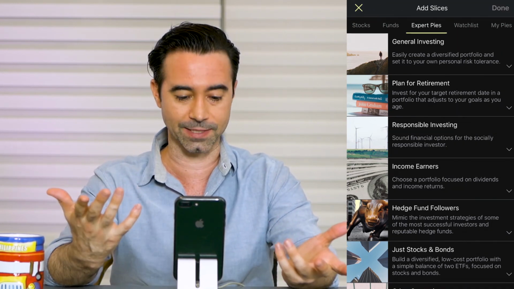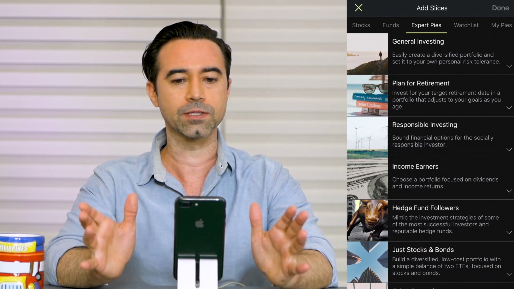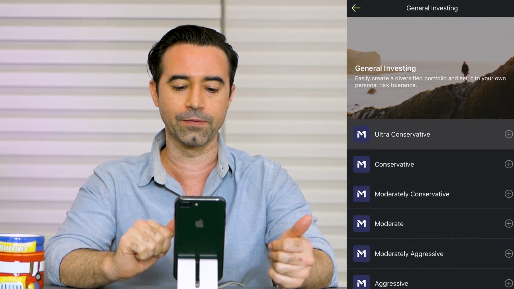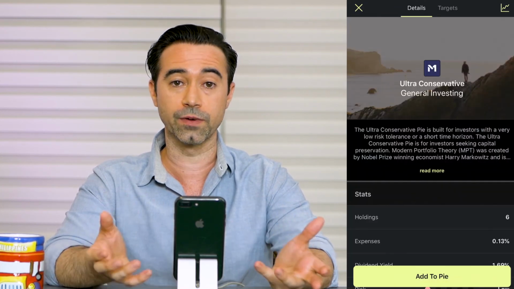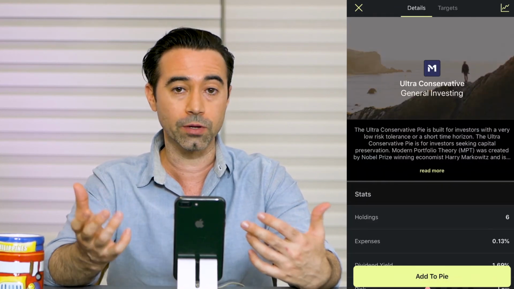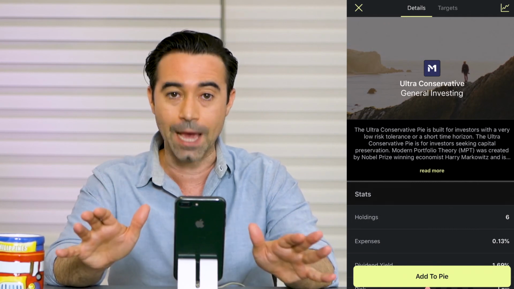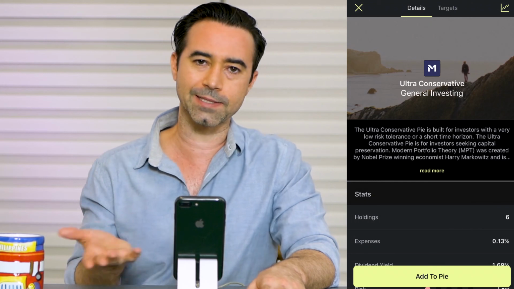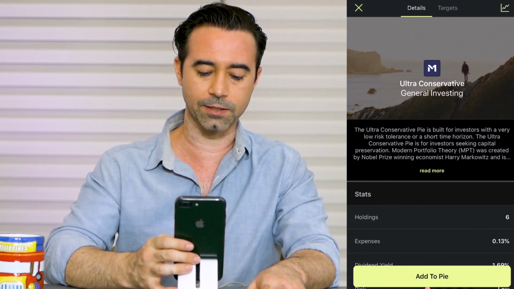I just hit general investing. So let's first look at ultra conservative. We're going to click ultra conservative. Now, someone who's conservative is oftentimes older. They have a very low risk appetite. If you're younger, you probably don't care about being ultra conservative, but let's take a look at this anyway to understand what's going on in here.